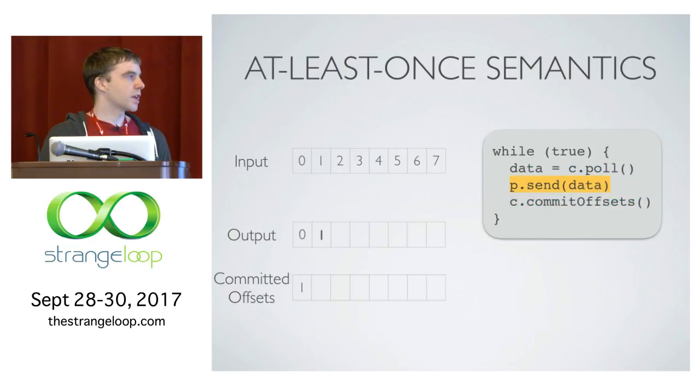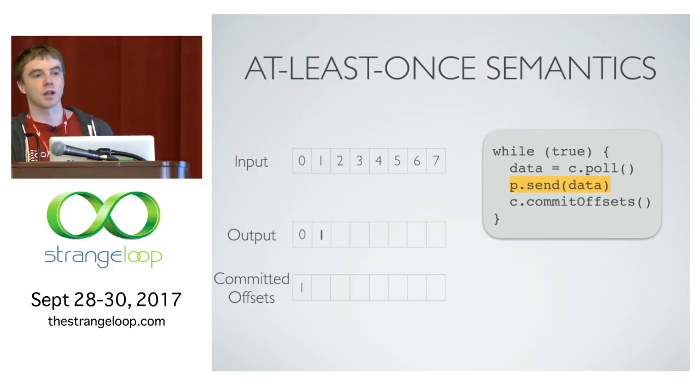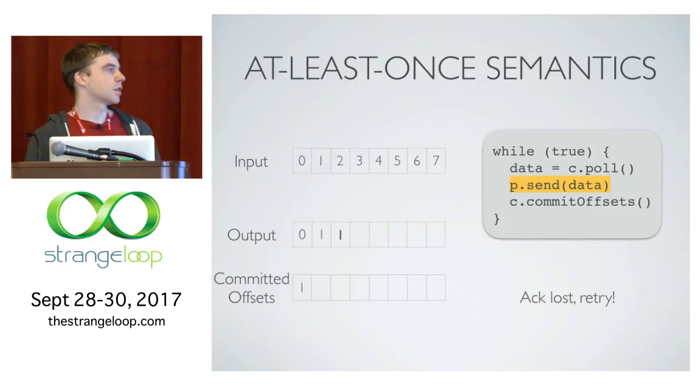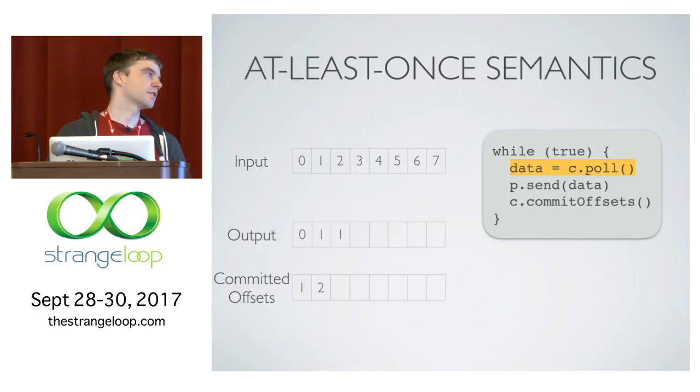So what can happen, we mentioned that the producer protocol is not safe because of this issue with retries. What can happen is you lose that acknowledgement, you retry, okay, now I've got a duplicate in the log. And we commit offsets like normal.